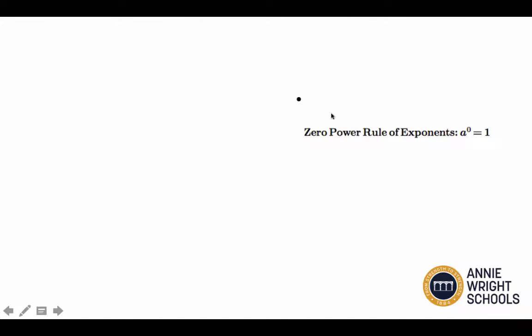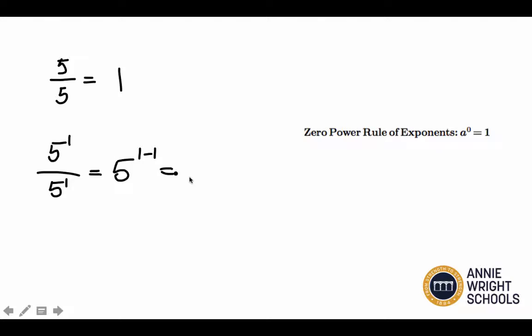First, the zero power of exponents. Any base to the zero power is 1. And I'll try to explain it this way. What is 5 divided by 5? Well, we know that's 1. We also know that that's 5 to the 1 over 5 to the 1. So using the exponent rules that we learned the other day, it's 5 to the 1 minus 1, which is 5 to the 0. And it turns out if we know that any term divided by itself is 1, and we know that any term divided by itself would simplify to that term to the 0 power, then anything to the 0 power has to equal 1.